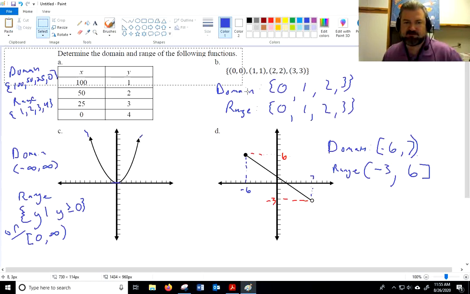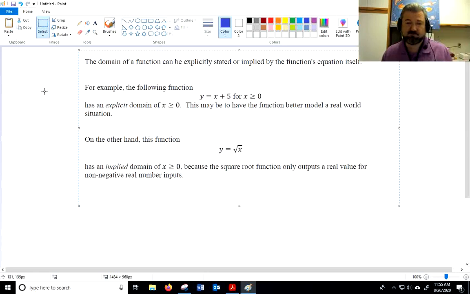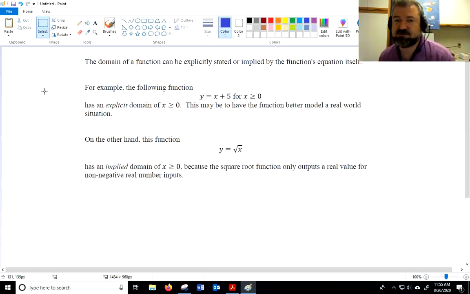I think we just got a little bit of vocabulary we need to clarify here. So let's go over that together. The domain of a function can be explicitly stated or implied by the function's equation itself. For example, the function y equals x plus 5 for x greater than or equal to 0, we're going to call that an explicit domain of x is greater than or equal to 0, because whoever is writing this function for us to use has explicitly, directly told us that this function is only for x greater than or equal to 0. I'm not sure why they've chosen this domain.